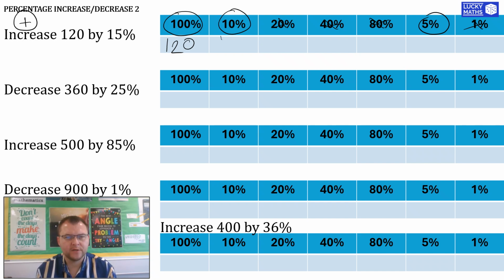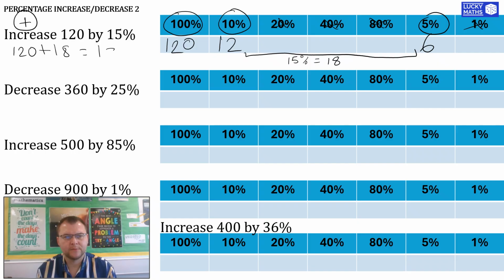10% of 120 will be 12. If we half that to get 5%, that's 6. If we then obviously put those two together, that means 15% is equal to 18, which we then need to add to what we started with, giving us an answer of 138.